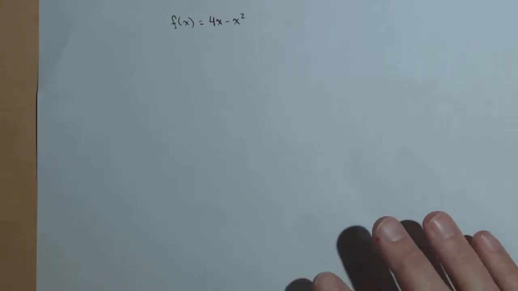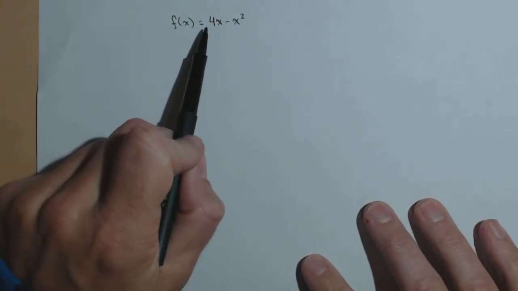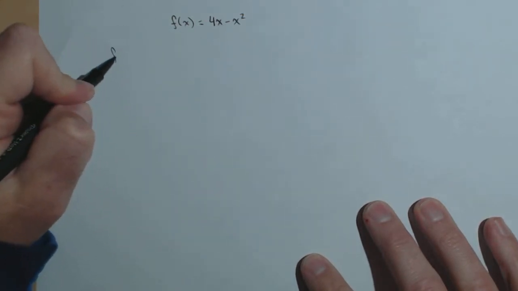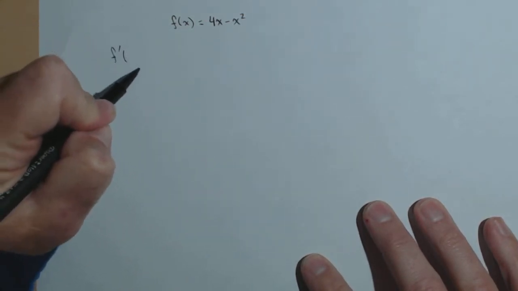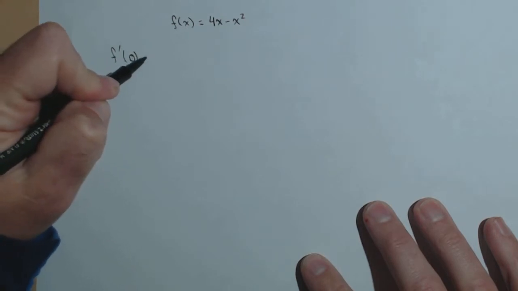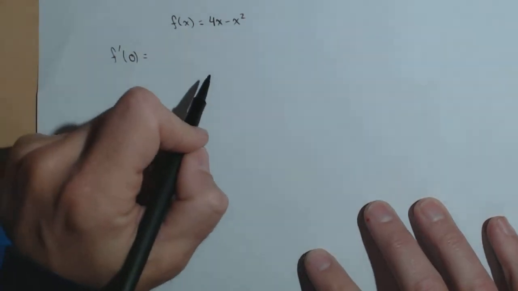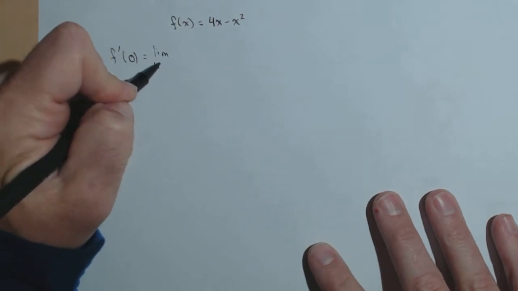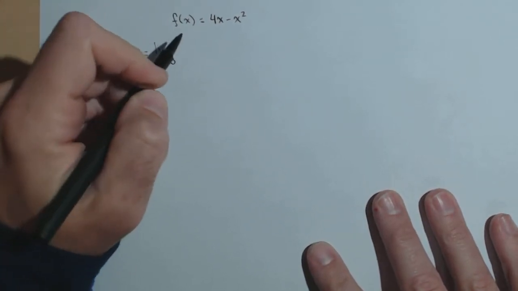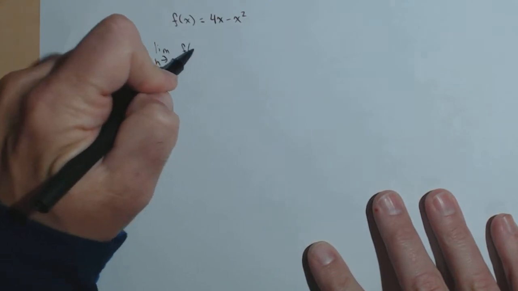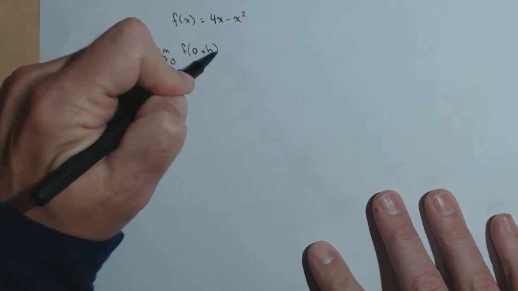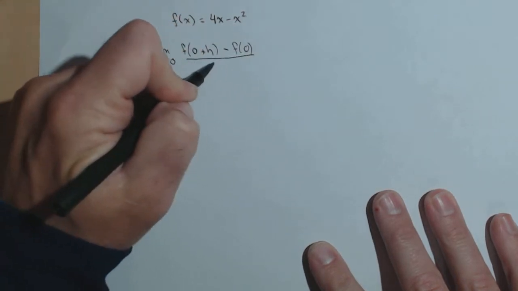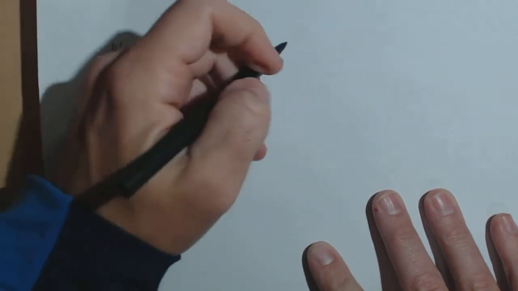In preview activity 1.4, we're given the function f of x equals 4x minus x squared, and we're asked to use the limit definition to find a few values. We'll do this for a couple, and we'll see that there's a pattern going on. So f prime of 0 is going to be the limit as h goes to 0 of f of 0 plus h minus f of 0 all over h. There's our definition of the derivative.